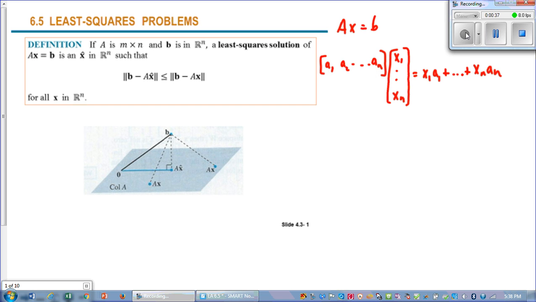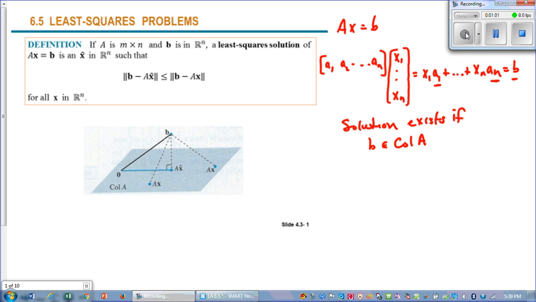Okay, so if there's a solution to Ax = b, then that means that b can be written as a linear combination of the a's, the columns of A. So that means that a solution exists if b is in the column space of A.